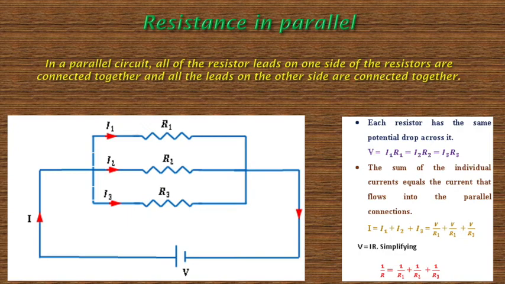Considering equivalent resistance R, V equal to IR, simplifying the above equation, we obtain V by R equal to V by R1 plus V by R2 plus V by R3. So we get 1 by R equal to 1 by R1 plus 1 by R2 plus 1 by R3.